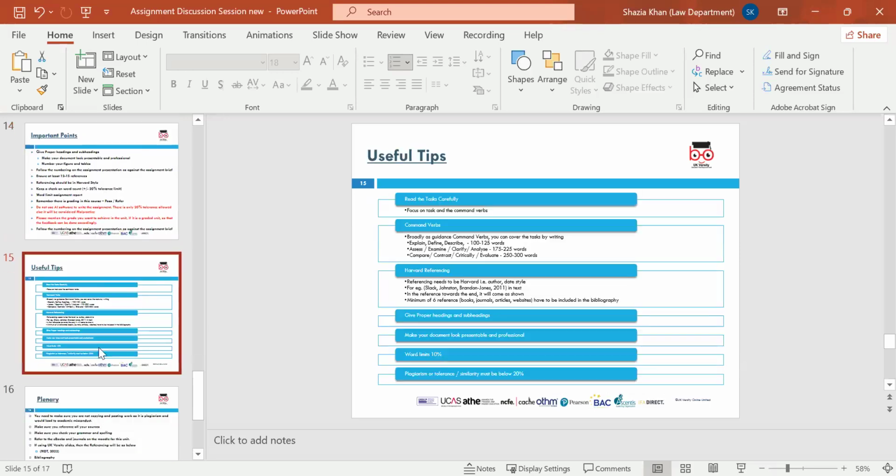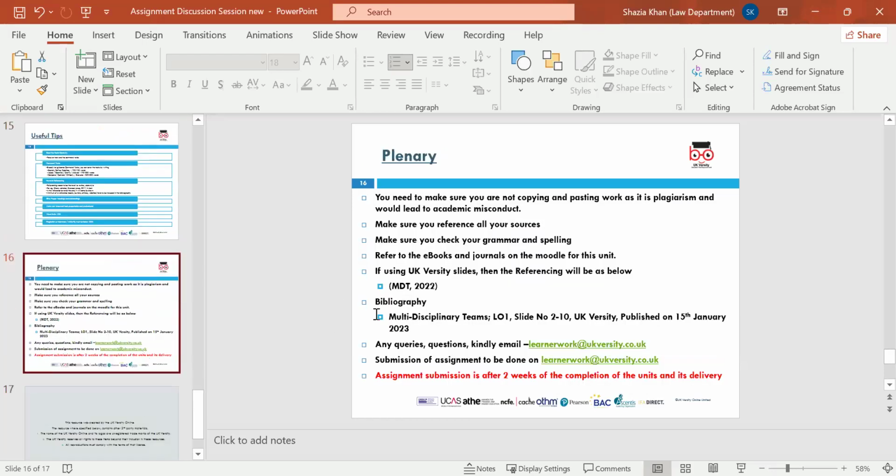Okay, some useful tips here. Read the task carefully. Read what it's asking you, refer to the learning outcomes and the assessment criteria, and make sure you focus on the command verbs as well. Again, Harvard referencing, make sure it looks presentable. Word limit, again, 10% flexibility, and plagiarism needs to be below 20% for AI.